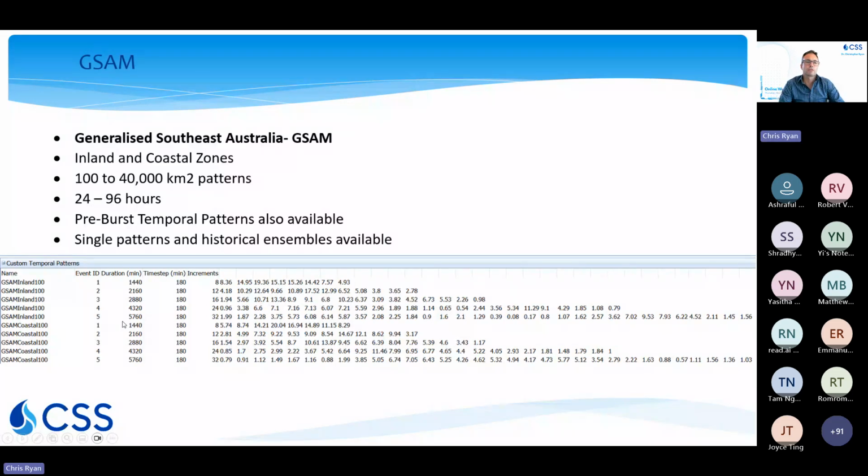The generalized Southeast Australia method, the GSAM method, is for the lower parts of Australia. It has temporal patterns ranging from 100 to 40,000 square kilometres and durations ranging from 24 to 96 hours. It also has some pre-burst temporal patterns, which you can use to distribute pre-burst amounts of your choice across these patterns before you do the PMP modelling. And it also has single patterns and ensembles available too, the ensembles are based on historical storms.